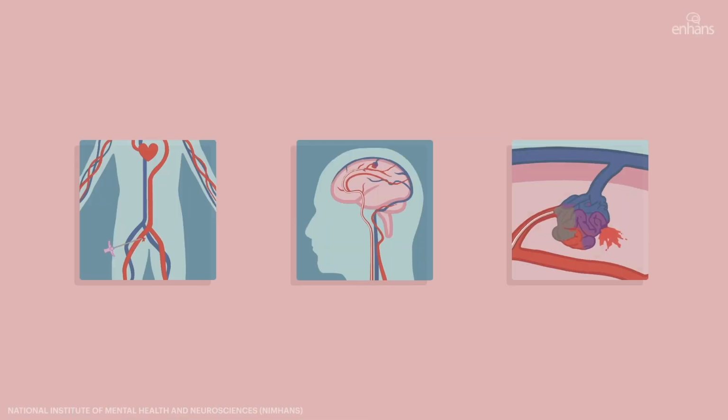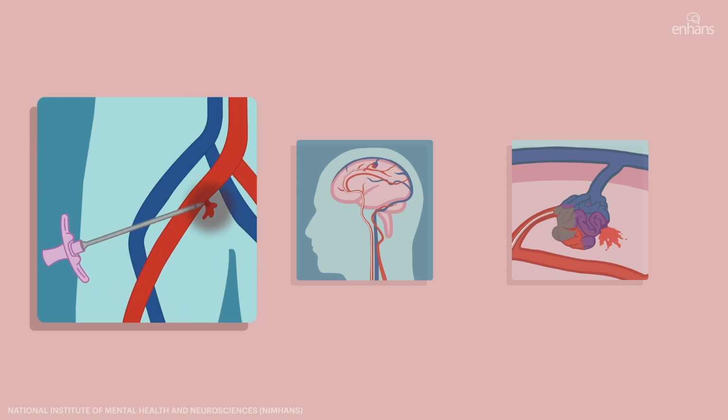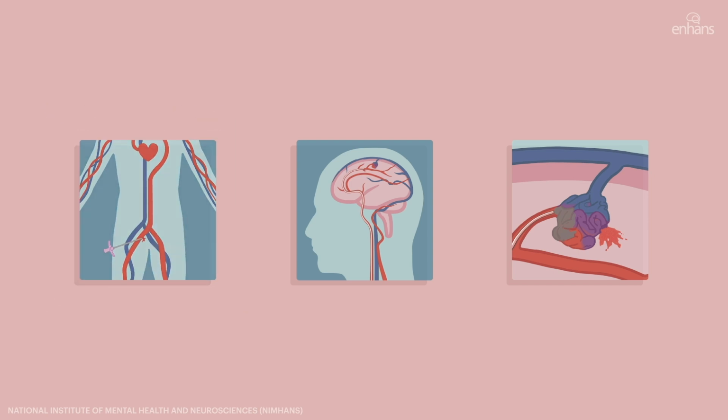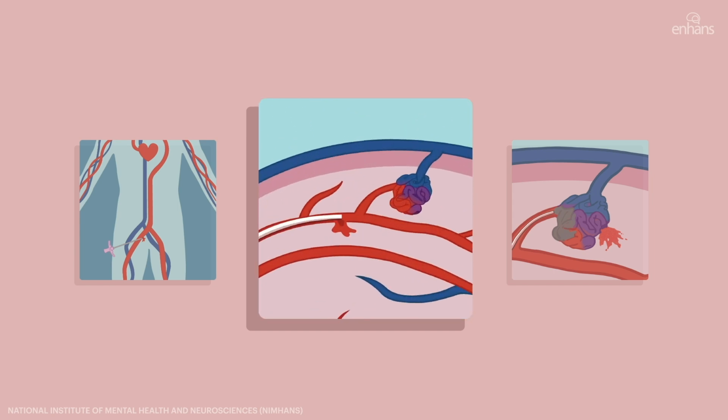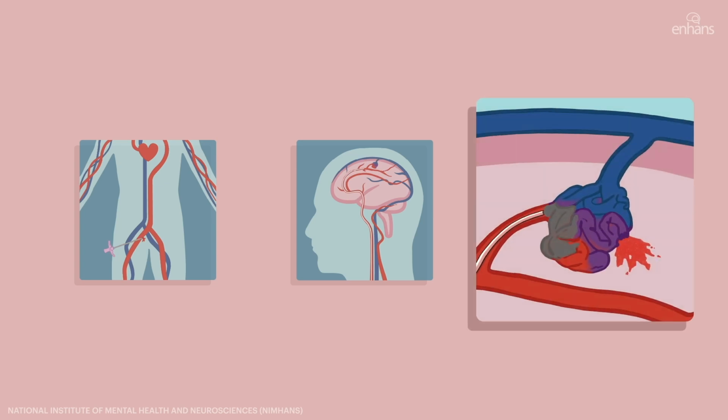There are certain risks involved in this treatment. A small clot can form in the leg where the artery is punctured. There can be injury to the arteries of the brain when the catheter tubes are being inserted. During embolization, the AVM can rupture again.